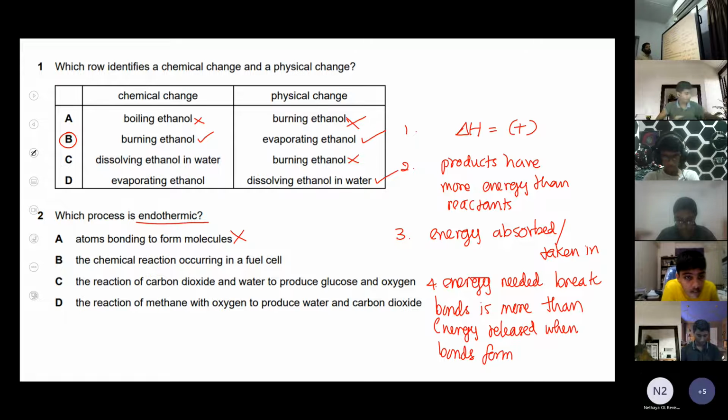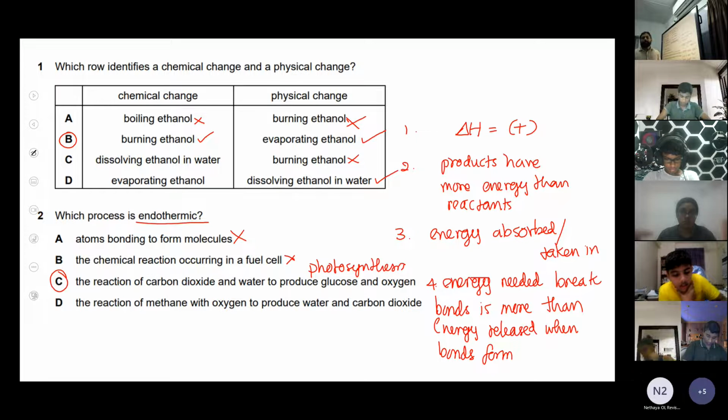The chemical reaction occurring in a fuel cell. A fuel cell generates energy, it gives out energy, so it can't be endothermic. The reaction of carbon dioxide and water to produce glucose and oxygen. This is called photosynthesis. This is endothermic. This is the answer, right? Next one is burning.